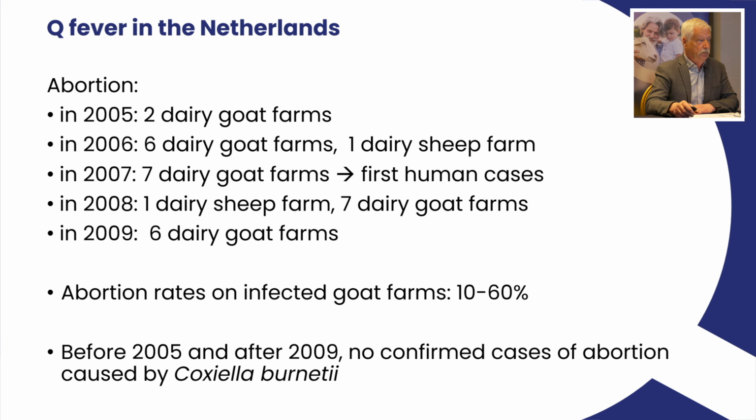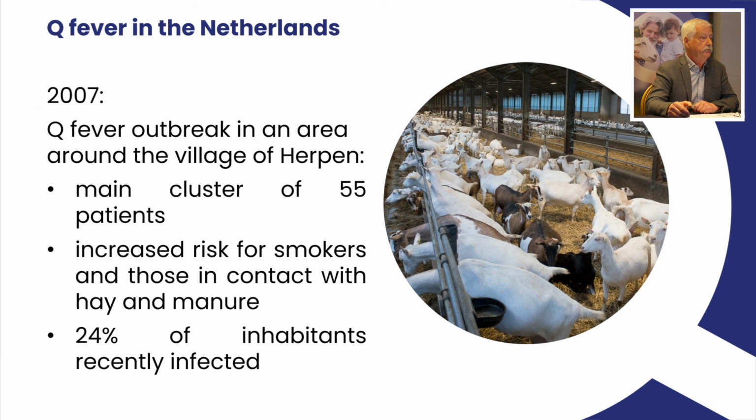same time. So this is the situation before 2005, no cases ever confirmed, and as a consequence of all the measures I will come to later on, after 2009 we never had any confirmed cases of abortions caused by Coxiella on dairy sheep and dairy goat farms.